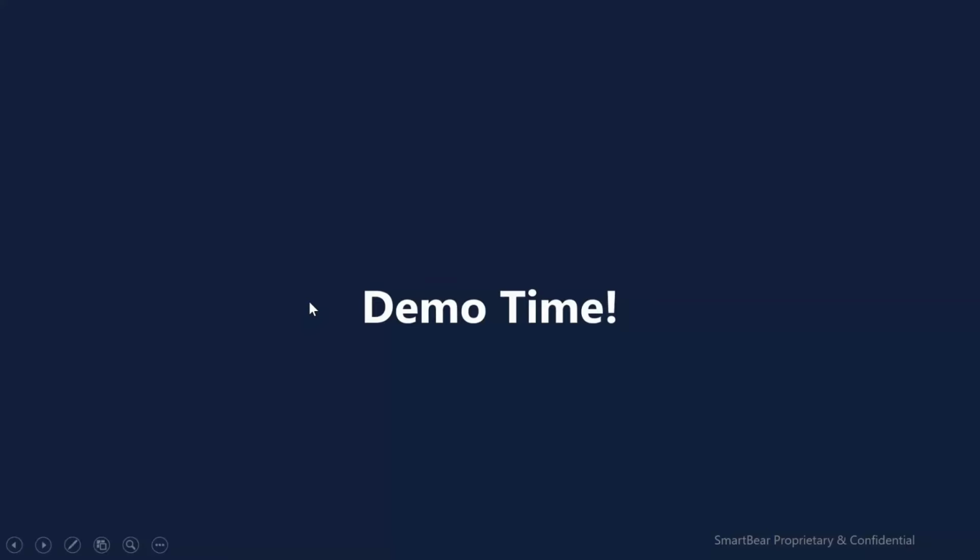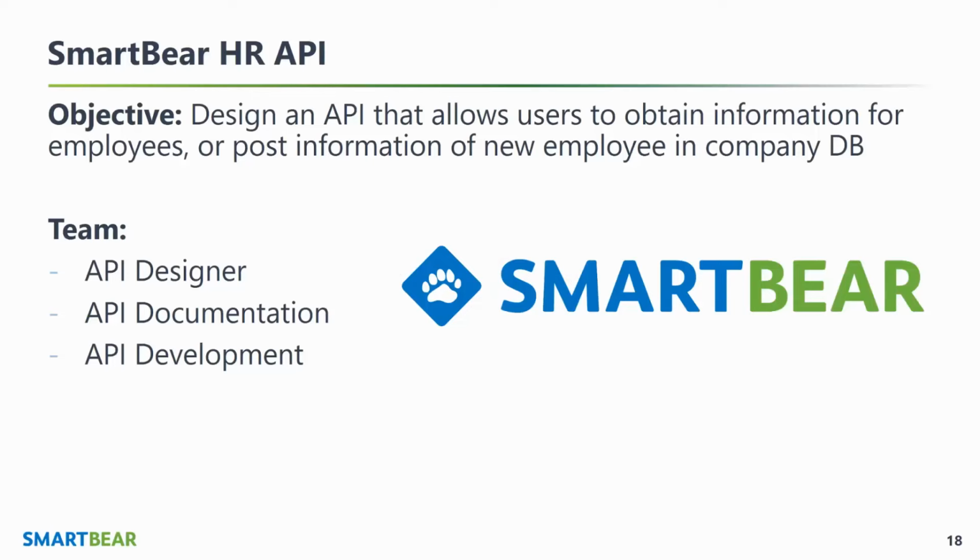The way I'd like to structure this demo is by taking a hypothetical scenario. Let's say we're part of the Smartbear company, and we want to design an API that allows users to obtain information about the employees within the company, or also post information about a new employee into the company's database. So think of this as an HR API. Because we're using SwaggerHub, we'll be showcasing some of our collaborative features. You have the API designer, the API documentation team, and an API development team. So this is our team.